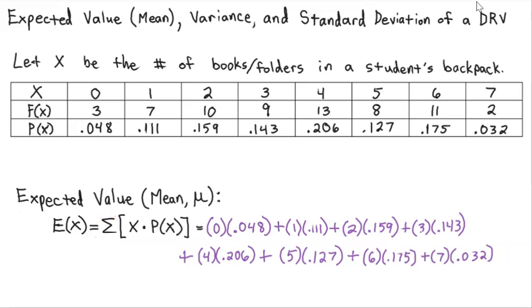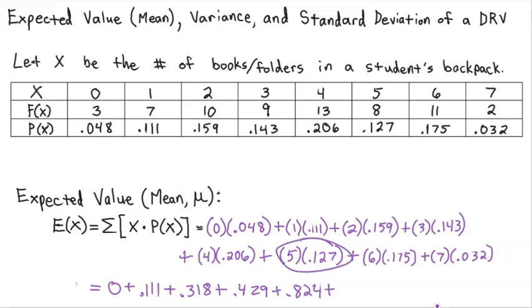Okay, and so you may want to try this in a calculator, but I'm going to go ahead and do these one at a time. So this equals 0 times 0.048, well that just equals 0, plus 1 times 0.111, well that equals 0.111, plus 2 times 0.159, that's 0.318, plus 3 times 0.143, that's 0.429, plus 4 times 0.206, that's 0.824, plus 5 times 0.127, that's 0.635, plus 6 times 0.175, that's 1.05, plus 7 times 0.032, and that's 0.224.